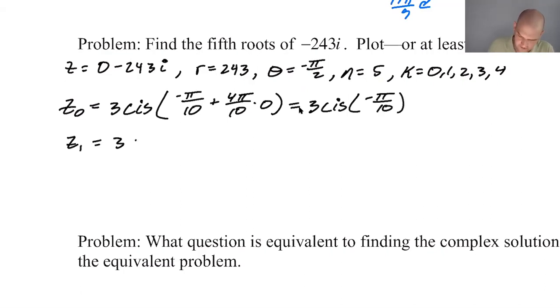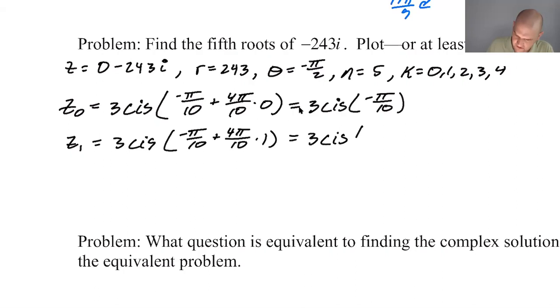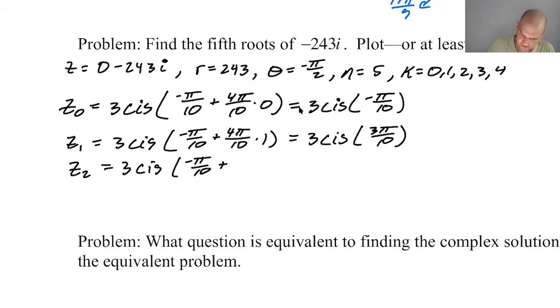z1 is 3 cis negative pi over 10 plus 4 pi over 10 times 1, which is going to be 3 cis 3 pi over 10. And then when k equals 2, we get 3 cis negative pi over 10 plus 4 pi over 10 times 2. So 3 cis, we're just adding 4 pi over 10, so it'll be 7 pi over 10.